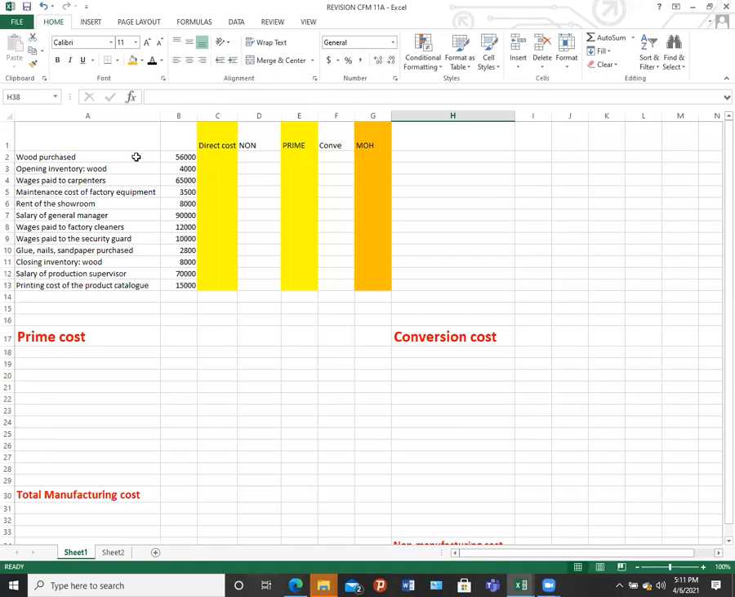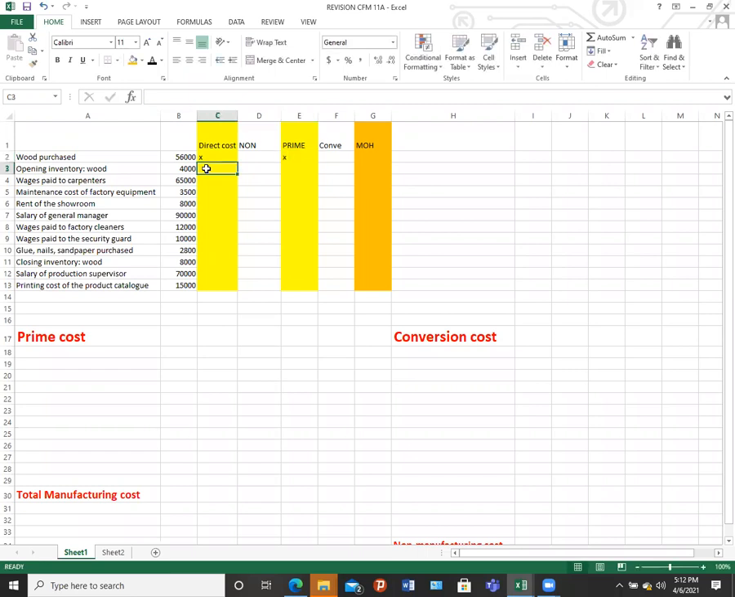Here we're required to indicate whether each cost falls under direct cost, non-manufacturing, prime, conversion or manufacturing overhead. We have wood purchased. It falls under what? Is it direct? Is it non-manufacturing or prime or conversion? Prime. Correct, it is prime. It is not conversion and it is not manufacturing overhead. It's a revision, guys, because everything I'm covering is going to be on your test.